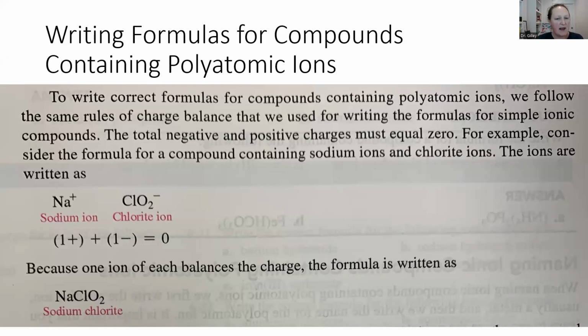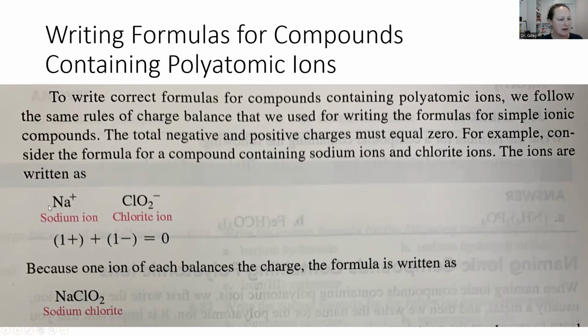So if our goal is to write the correct formula for a compound containing a polyatomic ion, we need to follow the same rules for charge balance that we used for writing the formulas for simple ionic compounds. Meaning that the total positive charge of the cation and the total negative charge on the anion must still equal 0.